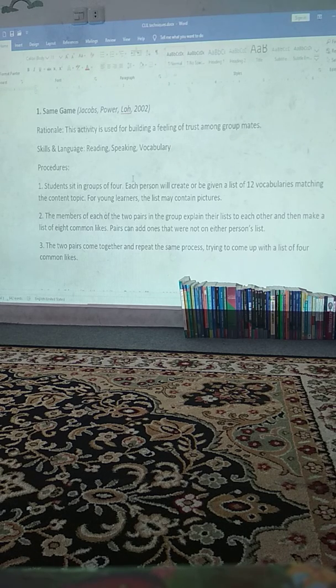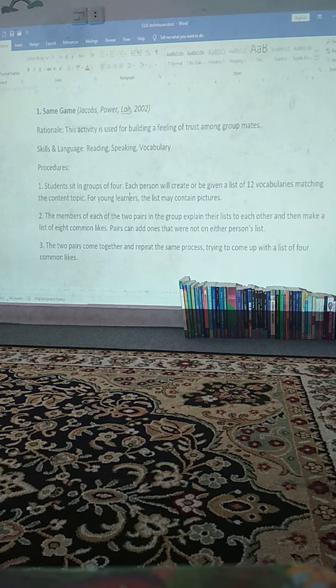So the first procedure is we ask our students to sit in groups of 4. Again, the number of persons in the classroom would really matter. If you have 12 students in the classroom, just like what I have here, I've got 8, so it will be 2 groups, or maybe you can just split them into pairs. Please do not worry about the numbers here. Just create a balanced proportion.